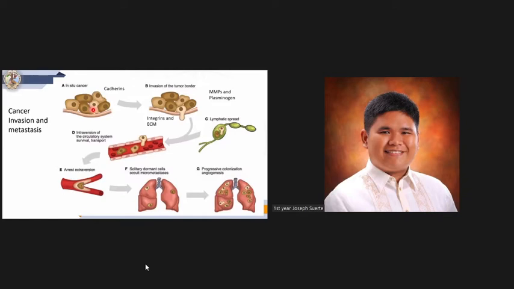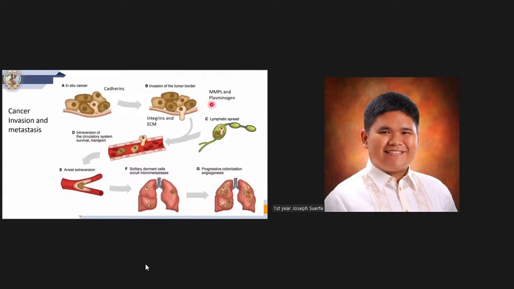Usually, cancer cells have difficulty going through your basement membranes because your cells have molecules called cadherins that make them bind together so that they won't be able to move freely. But when a cancer cell does pass through or invade through your basement membrane, then we can say that it is already invasive. There is already an invasion. Your cancer cells have these integrins that allow them to interact with your extracellular matrix.